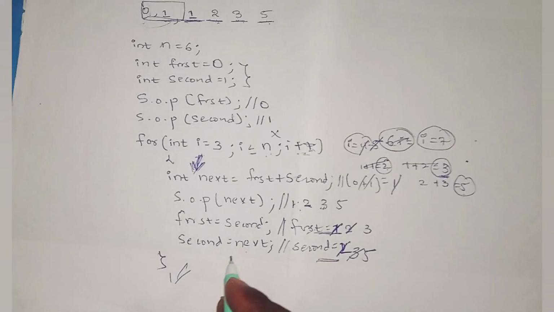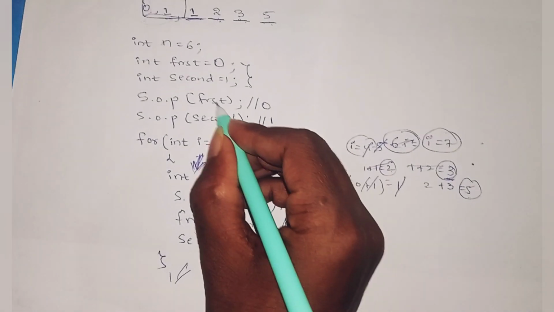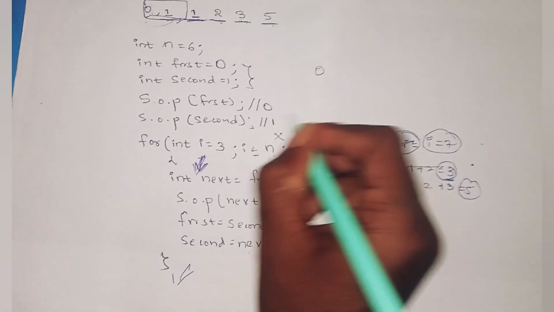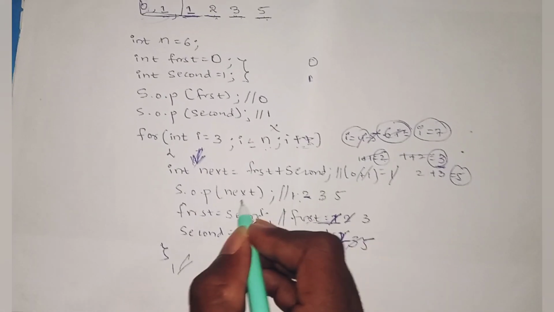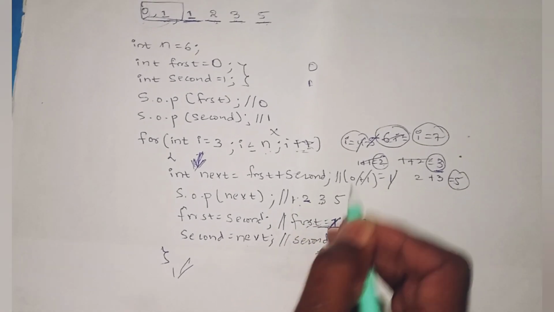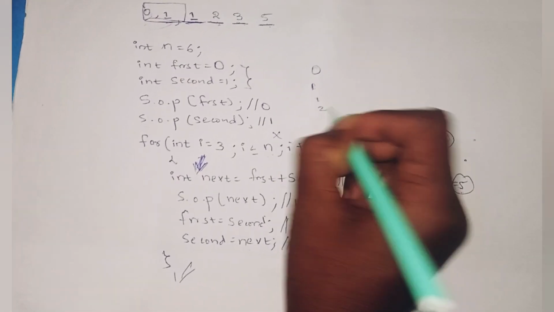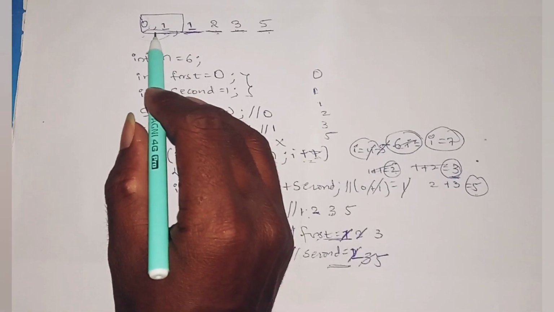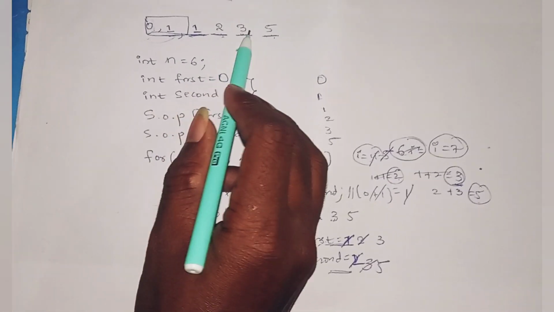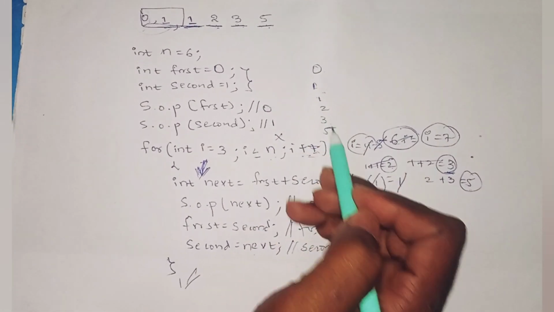So the final output is: the first value is 0. Second value is 1. And the next values, see, we have got next values 1, 2, 3, 5. Which you can see here in the Fibonacci series. That is 0, 1, 1, 2, 3, 5.